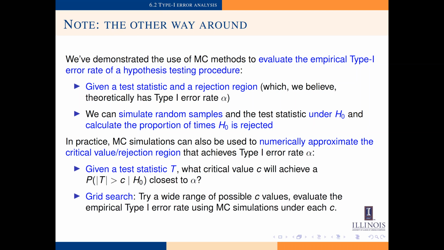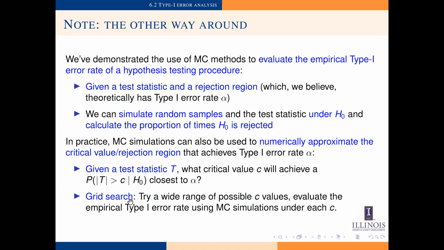In other words, we would like to find, given a test statistic t, which critical value c will achieve the type 1 error. So P, for example, the absolute value of t is greater than c given H0, closest to alpha, say, equals 0.05. And you can do this using a method we will talk about later in this class. So when we talked about optimization, and that's known as grid search.